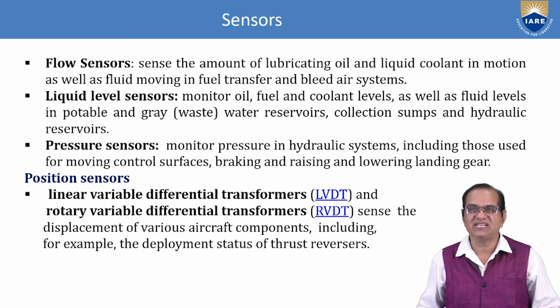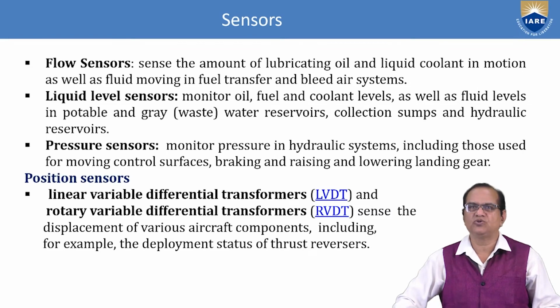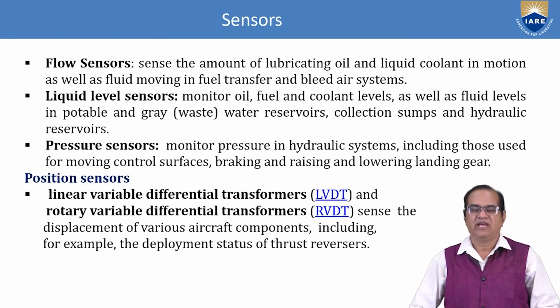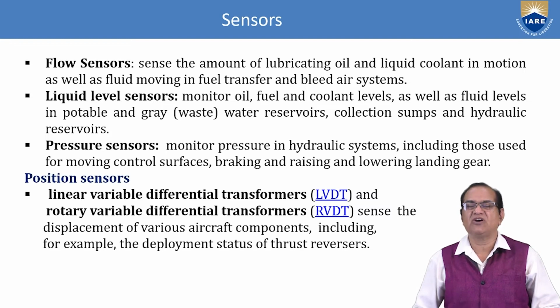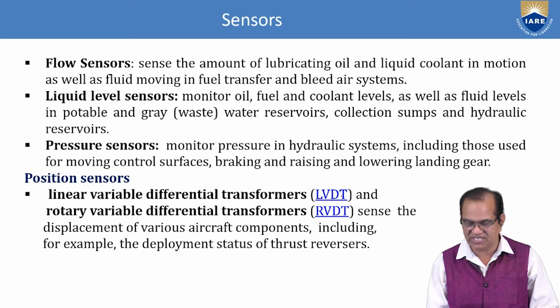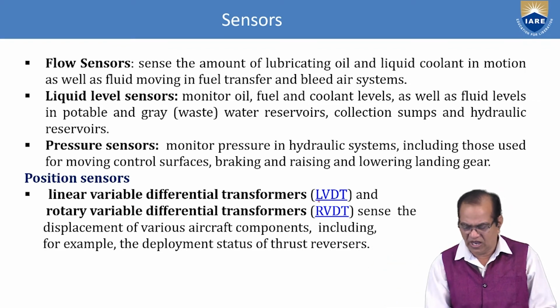Next are the pressure sensors. These sensors monitor pressure in hydraulic systems, including those used for moving control surfaces, braking, and raising and lowering the landing gears. Next are the position sensors. In the position sensors, we have the linear variable differential transformer, the LVDT. If you want to measure linear distance, then we will use the linear variable differential transformer.